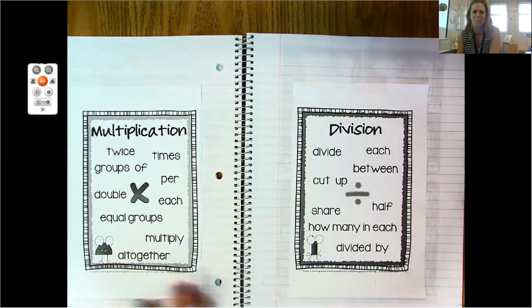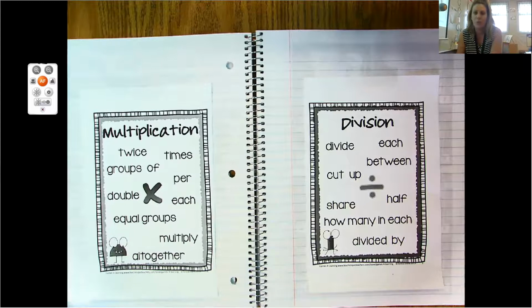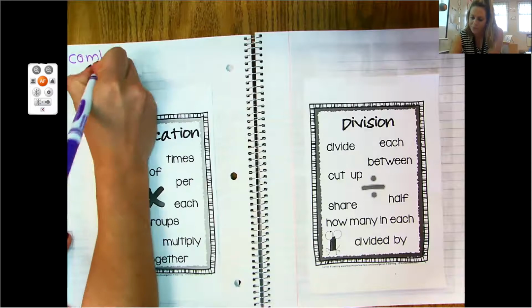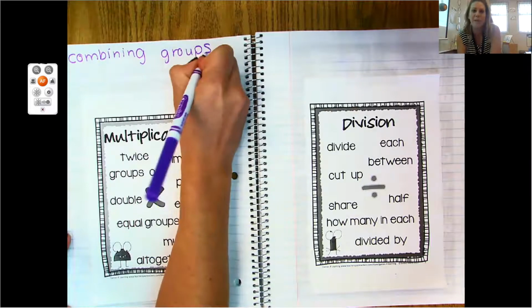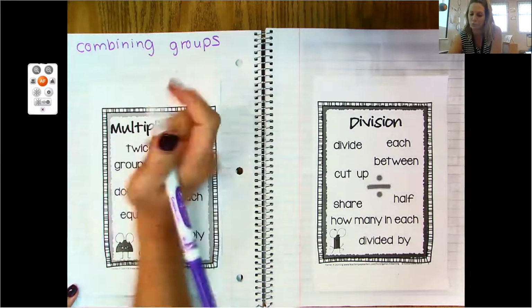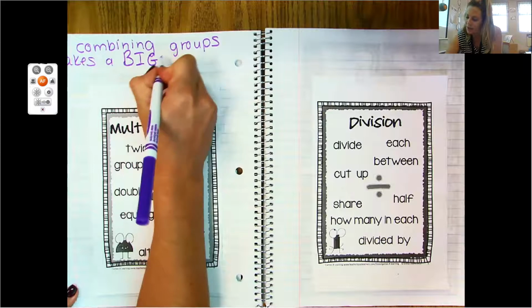What does multiplication mean? When we multiply something, what do you think? Well, when we multiply, we are combining or putting groups together, right? So above multiplication, let's go ahead and write combining groups. And when we combine groups, what are we doing to the number? Are we making it smaller or are we making it bigger? We start with two small numbers and we are combining them, so we're making it bigger. So combining groups makes a bigger number.